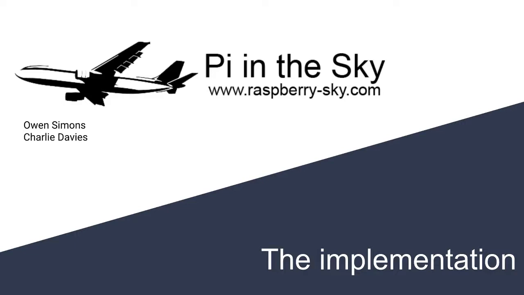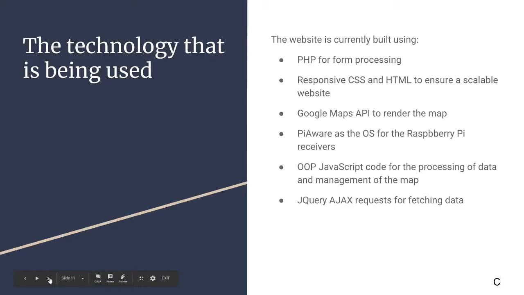We're going to be talking about the implementation of the code for the website we've made, raspberrysky.com. We're using a lot of different technology to make raspberrysky.com work. We're using PHP for forms to get the receivers onto the site. We're using the Google Maps API to render the map and the planes onto the map. And then most of it's done with JavaScript code processing the data.